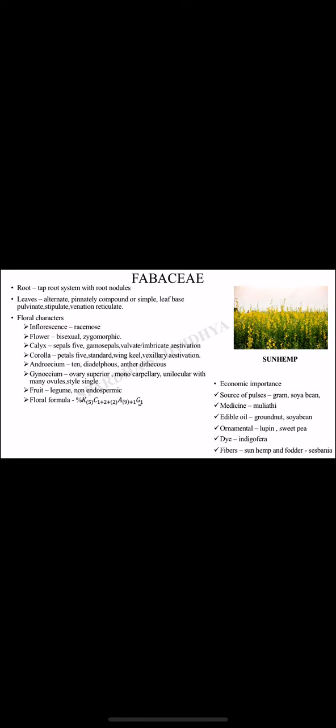So I'll say some of the important points of Fabaceae. In the Fabaceae, the root contains root nodules, and the flower is zygomorphic, and the calyx is arranged in imbricate aestivation. Corolla, as I already told, has vexillary aestivation, that is standard, wing, keel. Androecium is monoadelphous or diadelphous. Gynoecium: ovary superior, monocarpellary, unilocular. Fruit is legume and it is non-endospermic.